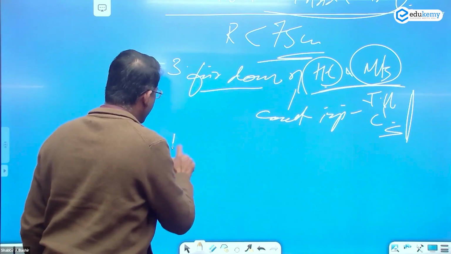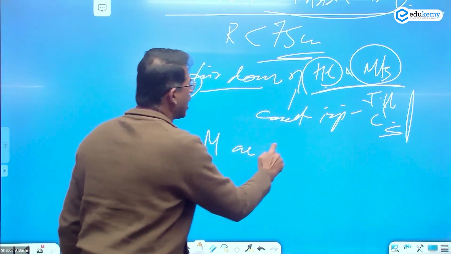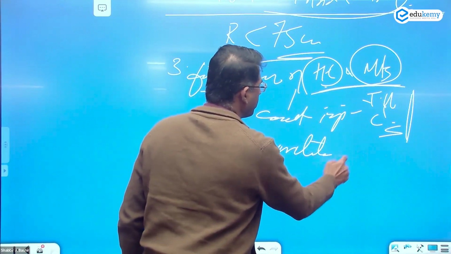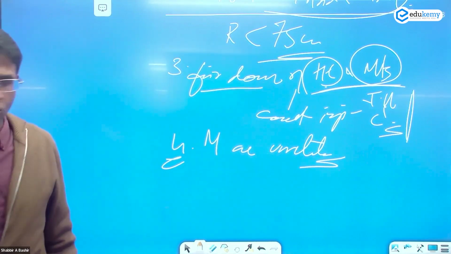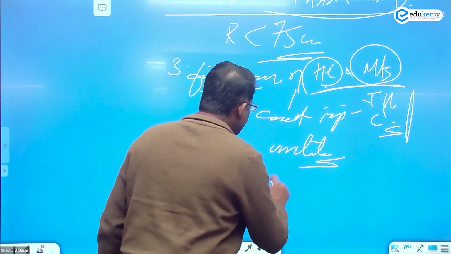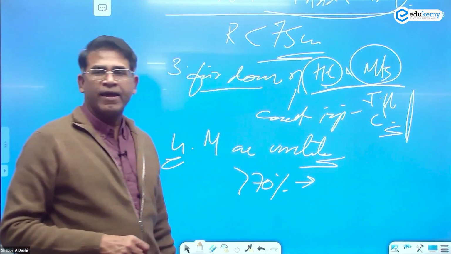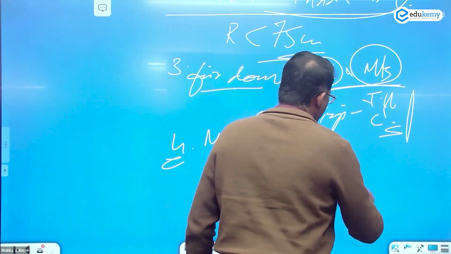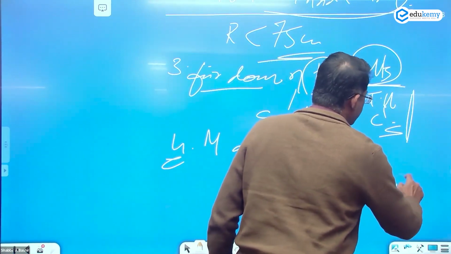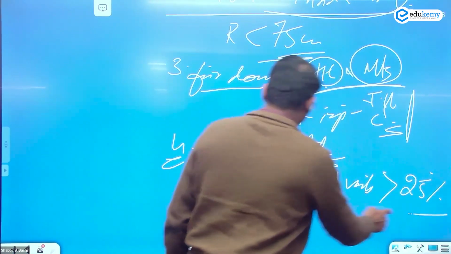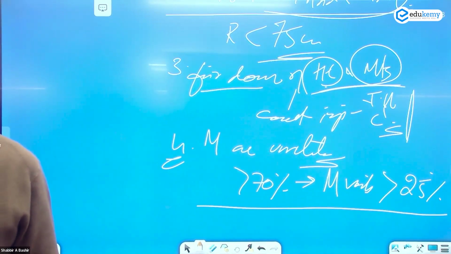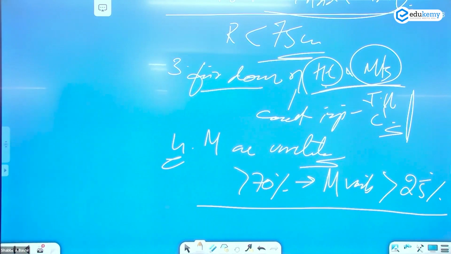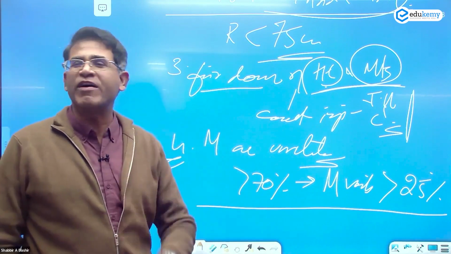अच्छा, एक और बहुत इंपॉर्टेंट रियलिटी है that monsoons are unreliable. Monsoons are unreliable. More than 70% of India has monsoonal variability of more than 25%. ये बहुत होता है 25%.